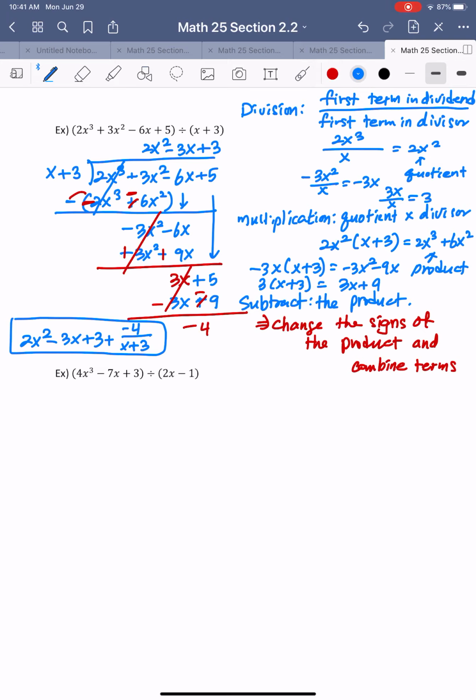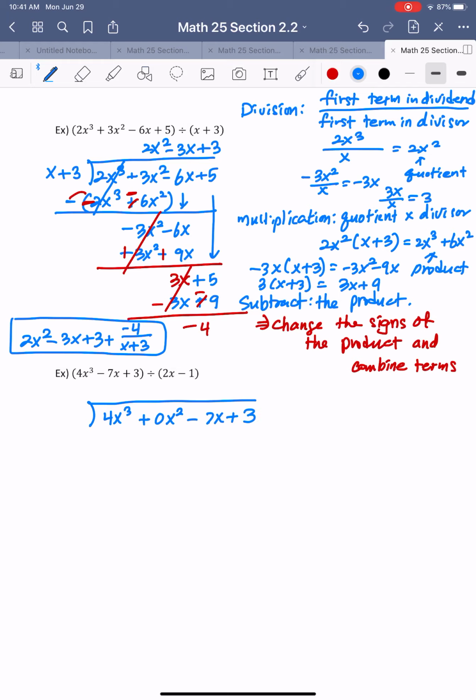Okay, so next one is, let's do it again. The next problem is a degree of 3, but I don't see x squared. So we have to find the missing terms, okay? So we have to say 4x cubed. And then I have to use a zero coefficient for x squared, minus 7x plus 3.